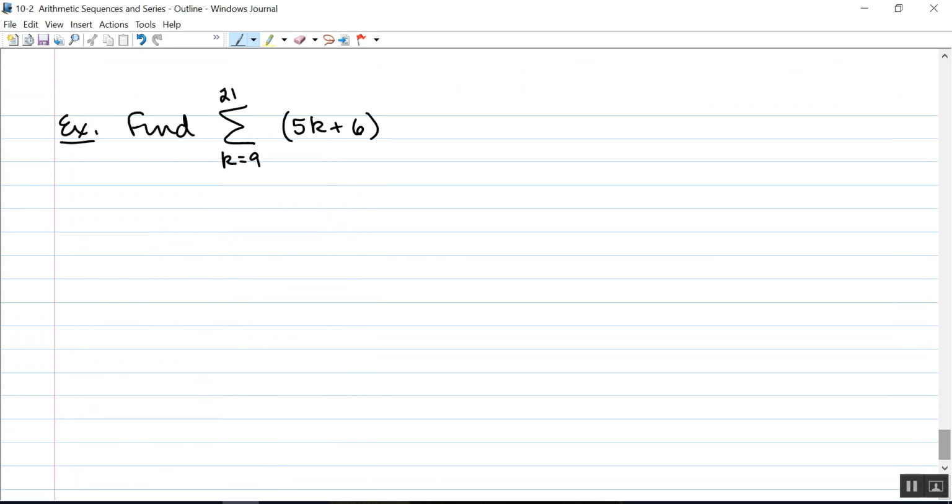So here we have to find the sum of this series. Looking at this, I know that my first value that I'm going to plug in is 9. I know that my last value that I'm going to plug in is 21, but I don't know the number of terms. So my number of terms is going to be my last value minus my first value. And actually, this is kind of a rule of counting. Whenever you're given the first value and the last value, you subtract them and add 1 to get the total number of terms. So in this case, n is going to be equal to 13.